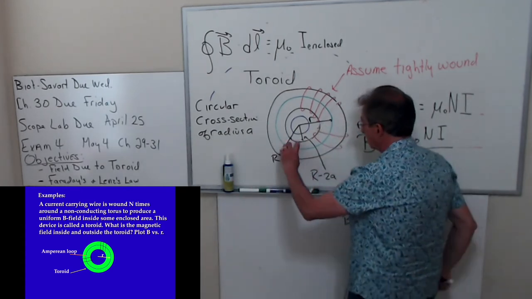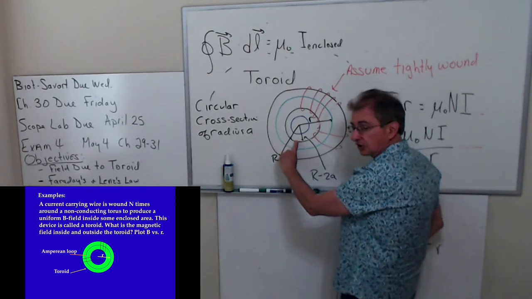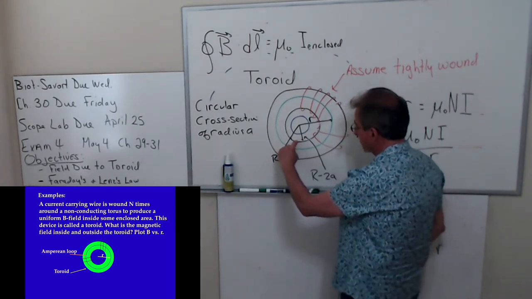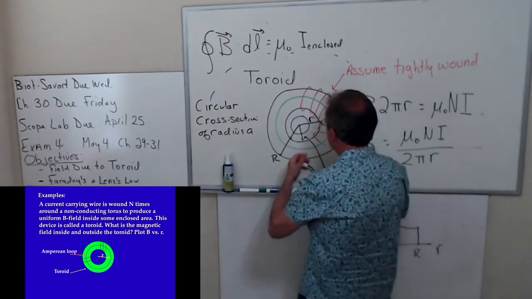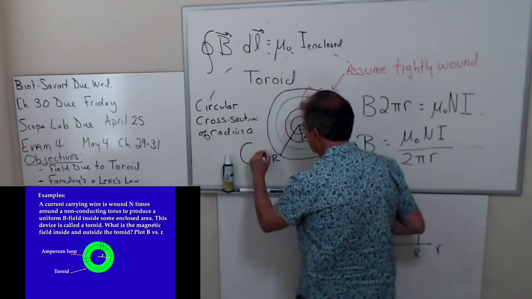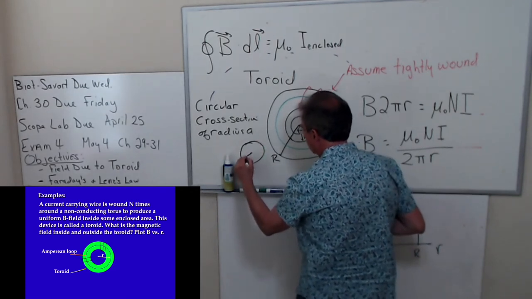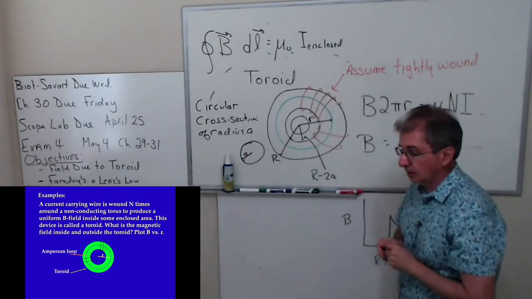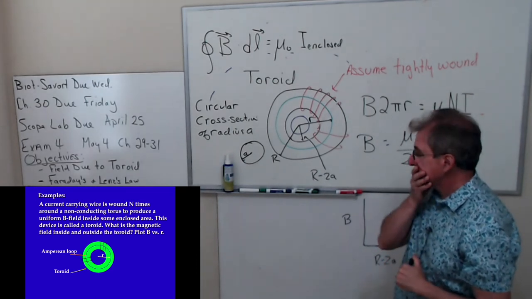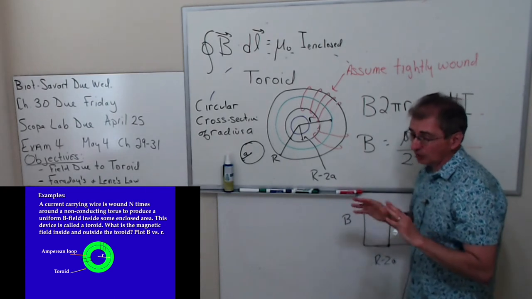The A again is basically this. Let's assume this is a circular cross section. And so if you were able to cut this donut like that, then you would see a circular cross section, and its radius would be A. Is that okay, Chase? Okay.